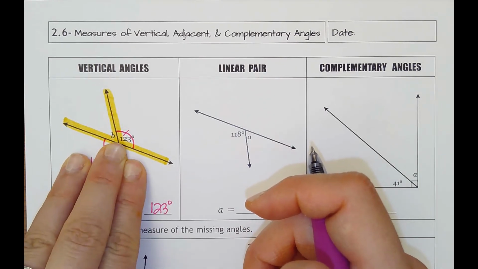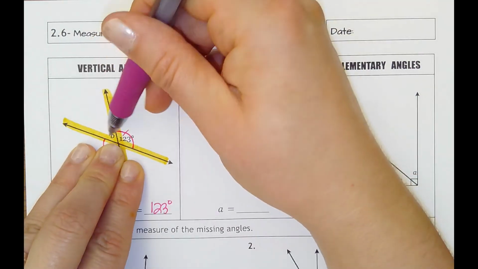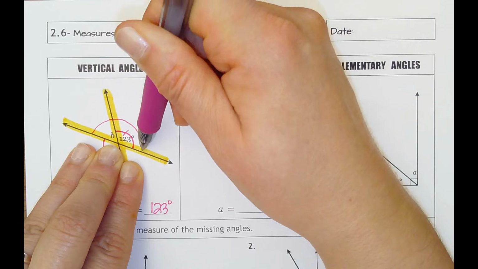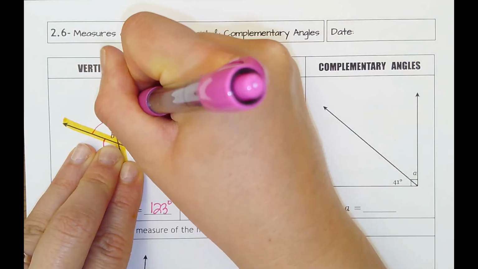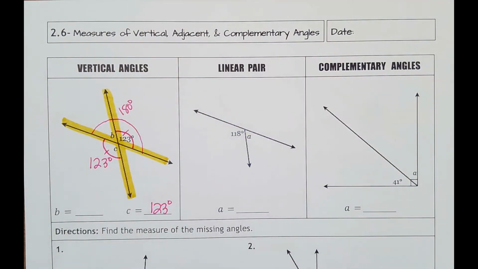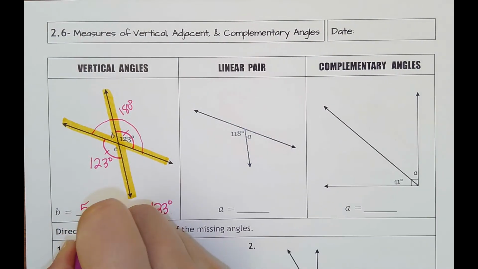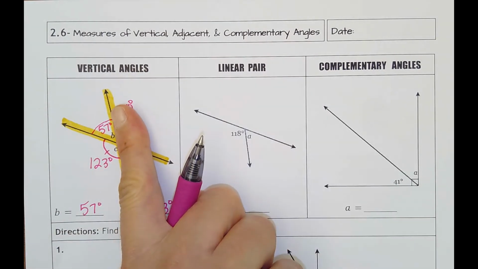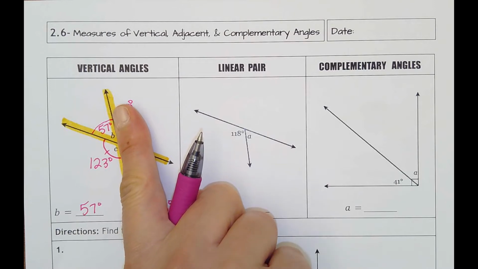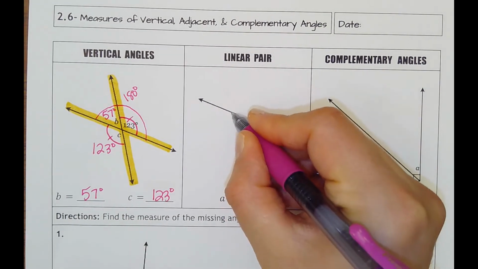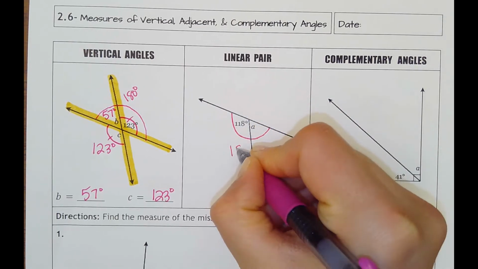So I just had to figure out what B is. If I cover this up, picture just this line being here. This is 180 degrees all the way across. It's a linear pair. And so I would have to take 180 minus 123, which is 57. These two angles, B and C, should also make 180 degrees, and they do. A linear pair is simply that these two angles should make 180 degrees.